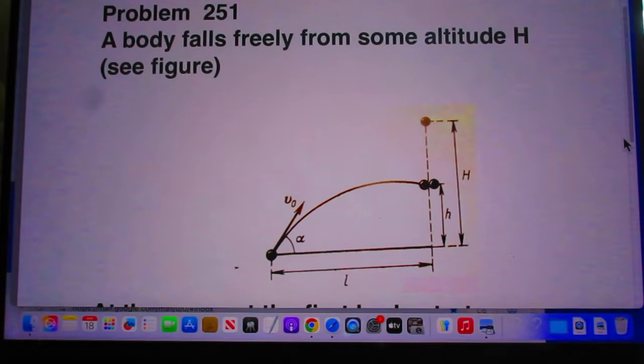Problem 251. A real classic. And in one of my lectures of 801, I more or less covered this.